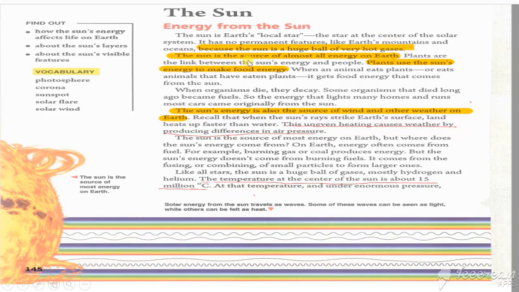Number 1. The sun is the source of almost all energy on Earth. Example, plants use the sun's energy to make food energy. When an animal eats plants or eats animals that have eaten plants, it gets food energy that comes from the sun. When organisms die, they decay. Some organisms that died long ago became fuels, so the energy that lights many homes and runs most cars came originally from the sun.